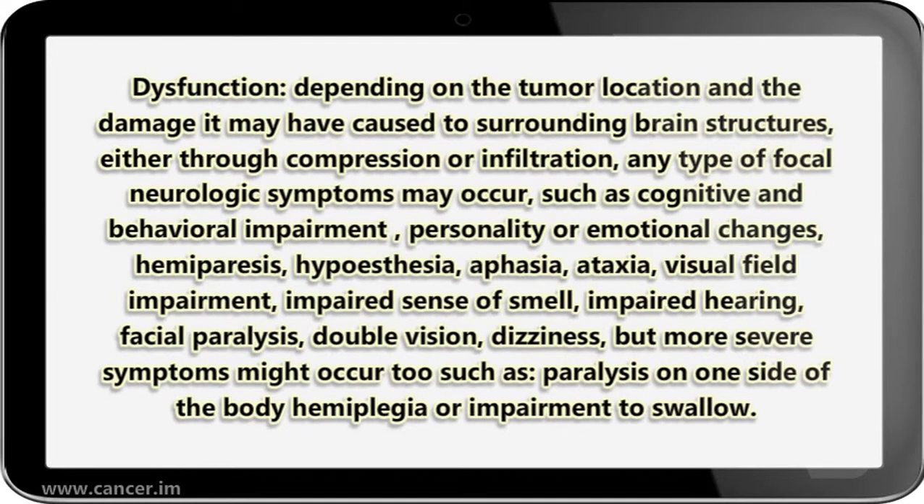Any type of focal neurologic symptoms may occur, such as cognitive and behavioral impairment, personality or emotional changes, hemiparesis, hypoesthesia, aphasia, ataxia, visual field impairment, impaired sense of smell, impaired hearing, facial paralysis, double vision, dizziness. But more severe symptoms might occur too, such as paralysis on one side of the body, hemiplegia, or impairment to swallow.